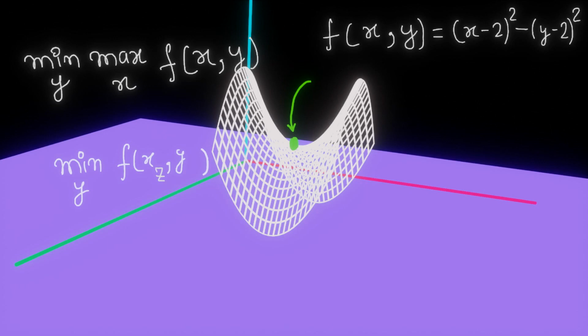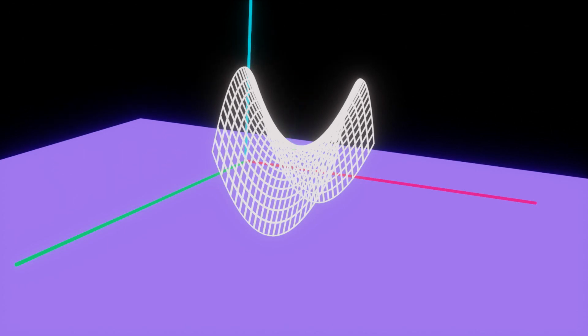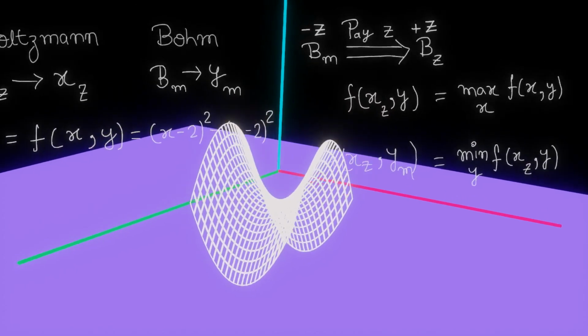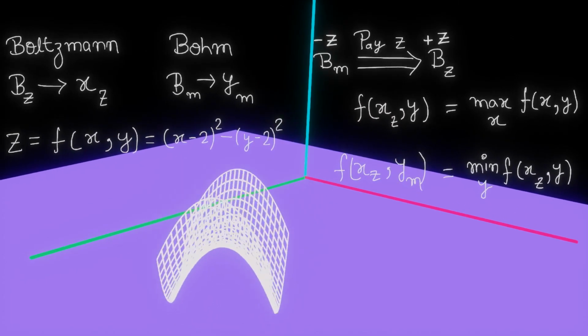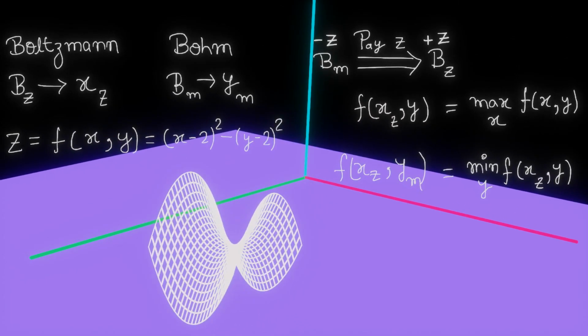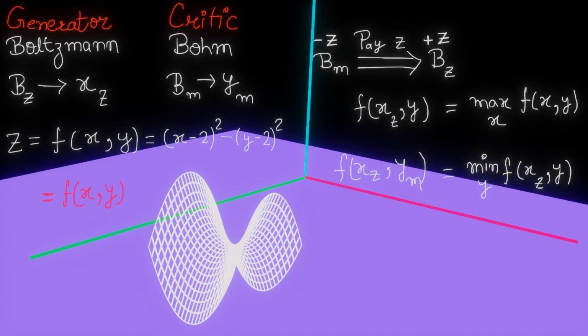Now we are ready to answer the question, where does all this fit with GANs? Well, GANs are also basically two players playing a minimax zero-sum game with each other. One player is the critic and the other is the generator. Let's say Bohm is the critic and Boltzmann is the generator. And the function which would decide how much amount each player gets is still dependent only on the output of our players. That is, the output of the critic and the generator.